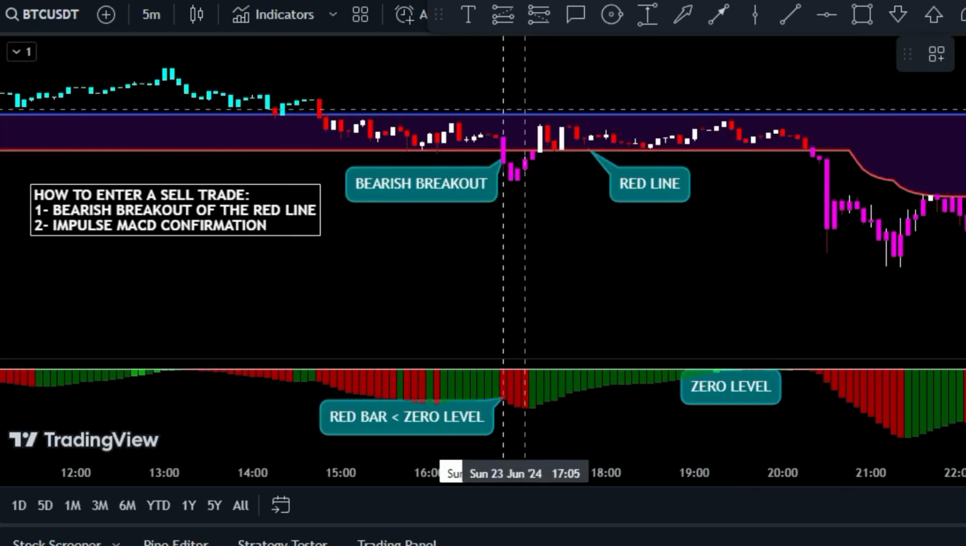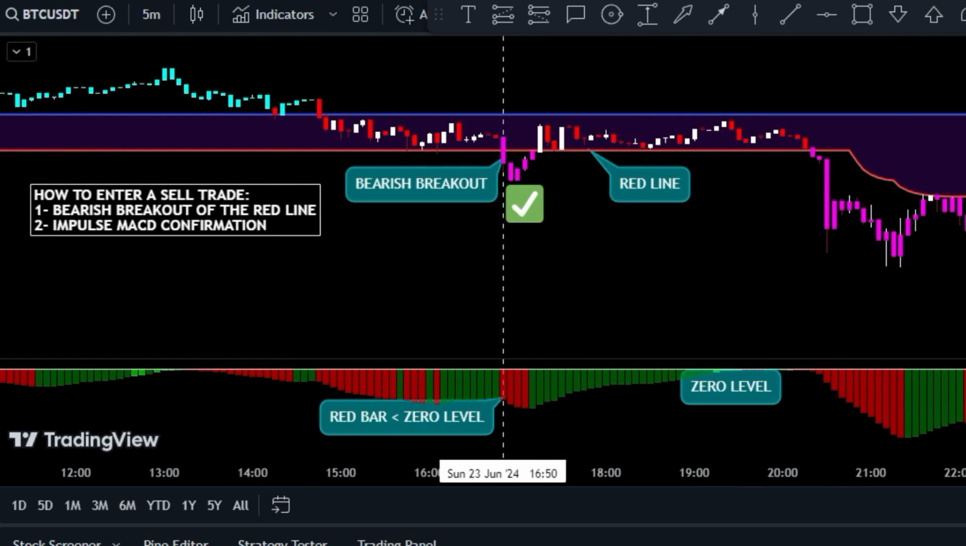If both conditions are met, it's go time. You can now proceed with confidence and open the sell position.